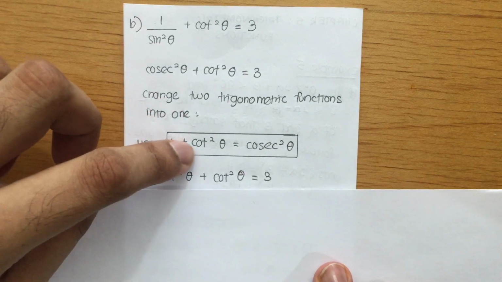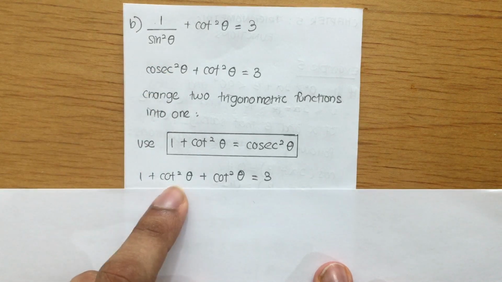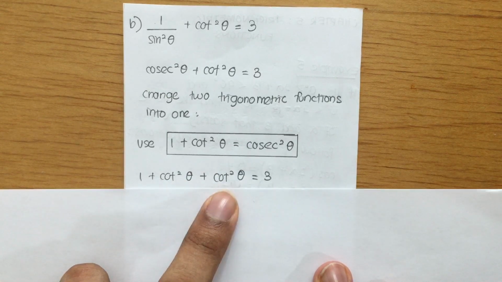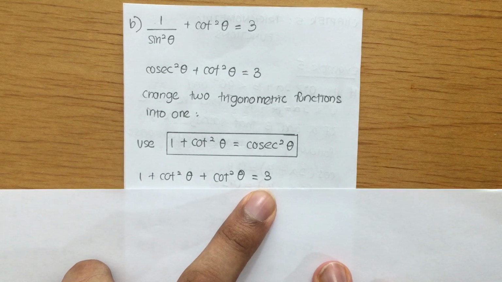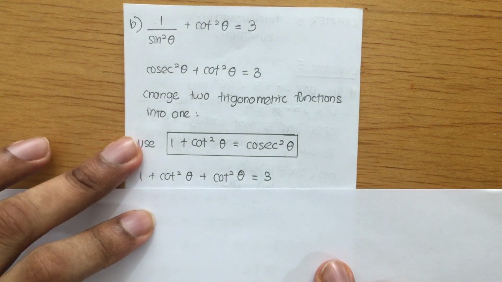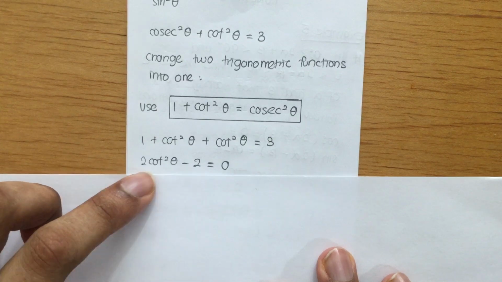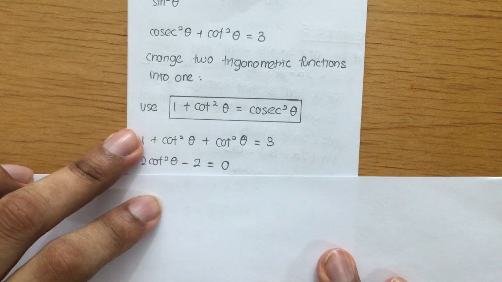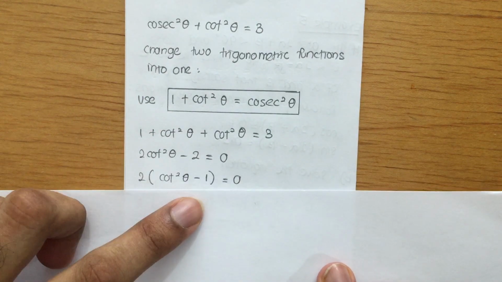So we substitute 1 plus cotangent square theta for the cosecant square theta. From here we get 1 plus cotangent square theta plus cotangent square theta equals 3. This you can combine, so you get 2 cotangent square theta. The 3 from the right hand side, you can bring over to the left hand side. So from here you get 2 cotangent square theta minus 2. You can factor out this quadratic equation. So from here you get 2 in a bracket, cotangent square theta minus 1.